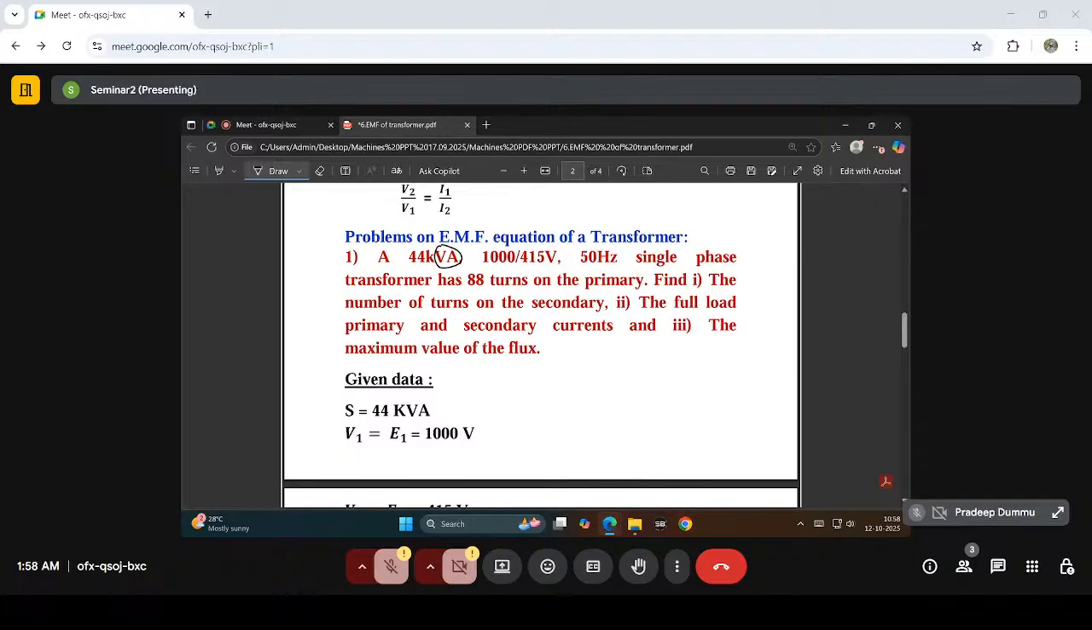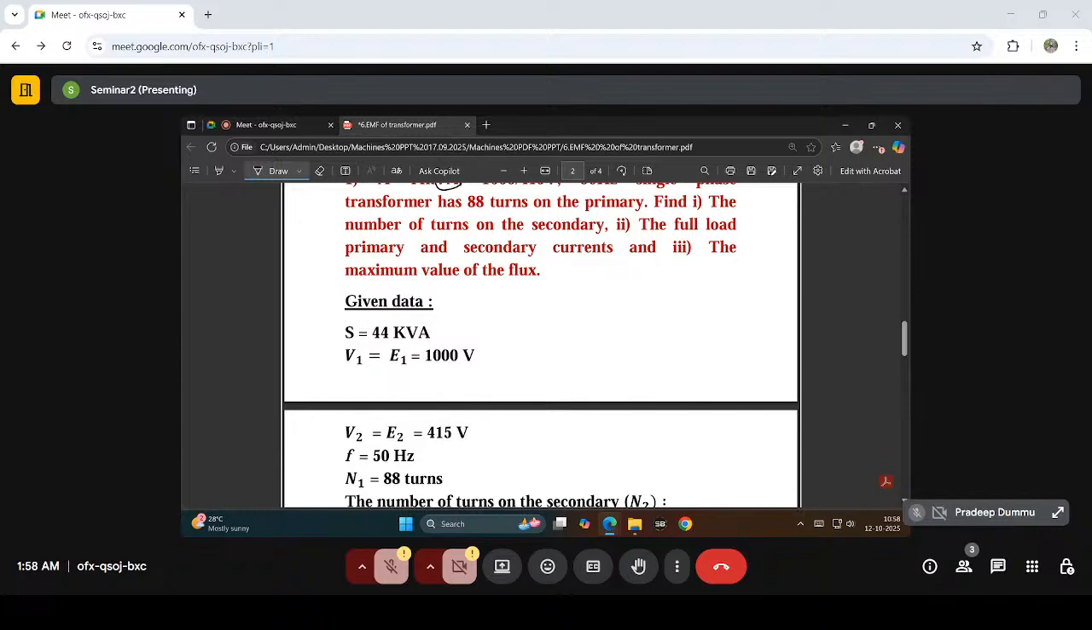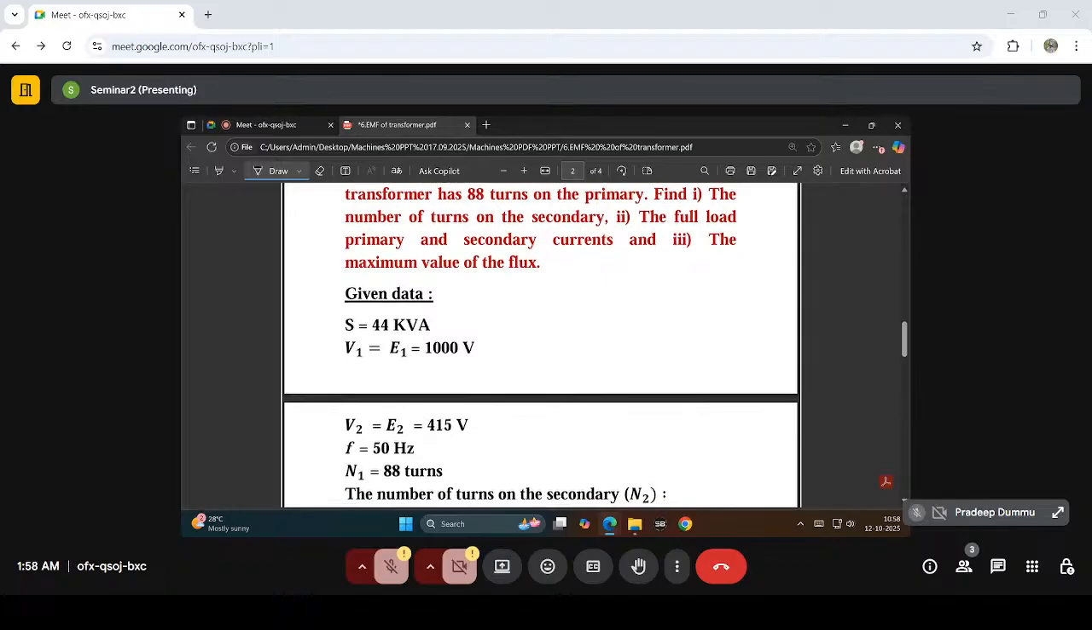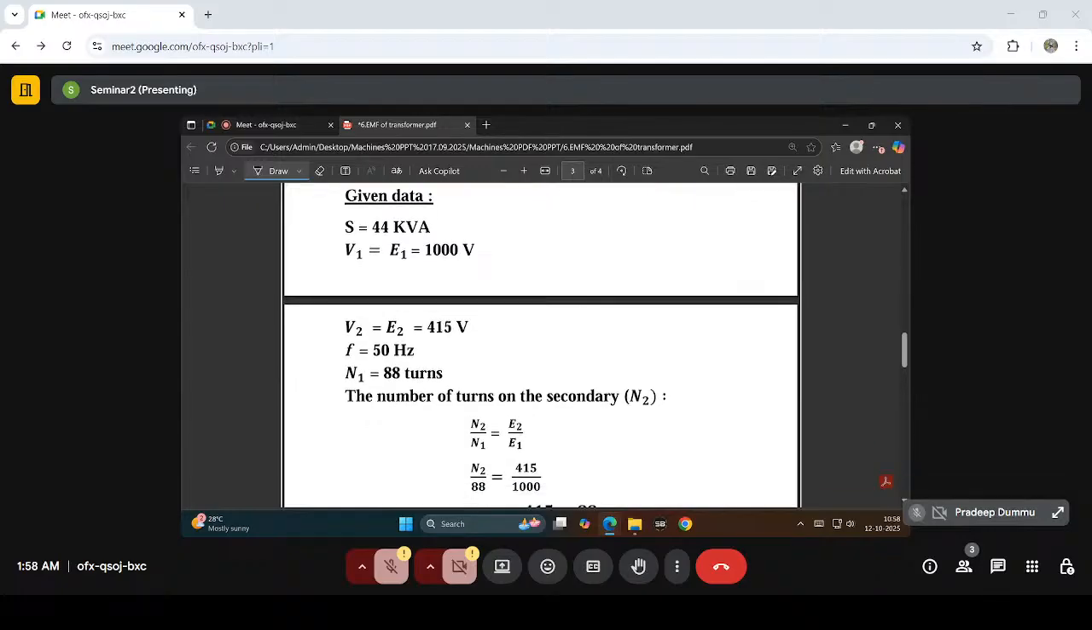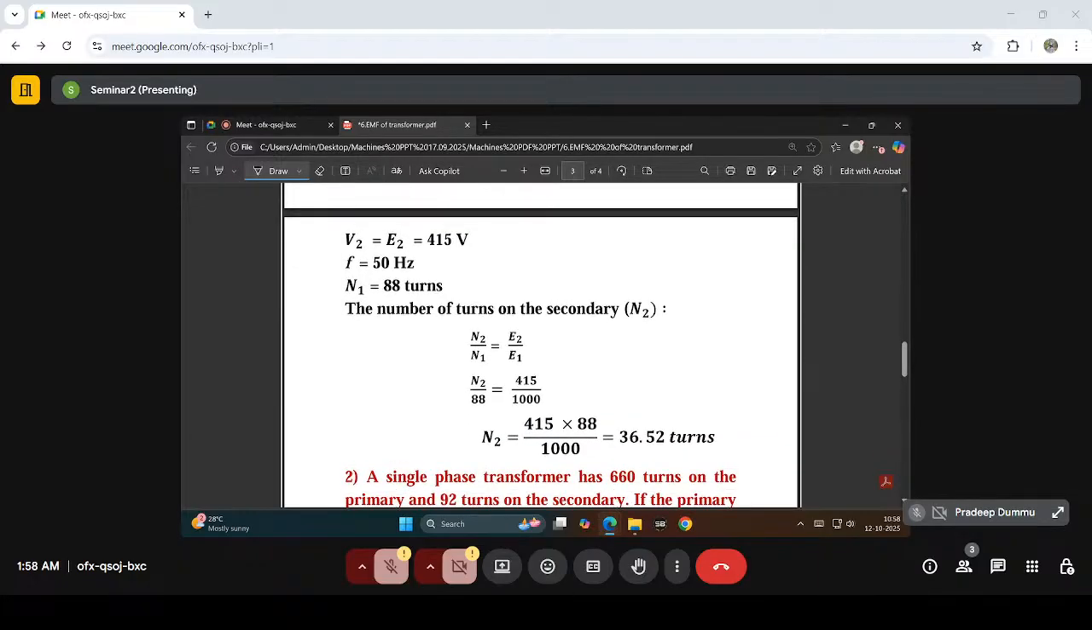Right, given data. This is the given data. Apparent power rated in VA, kVA: S, V1, V2, frequency, N1. Number of turns N2, apply the formula. This is the formula: N2 by N1 is equal to E2 by E1. Apply the formula. We got 36 turns required. To get 415 volts, we need 36 turns.